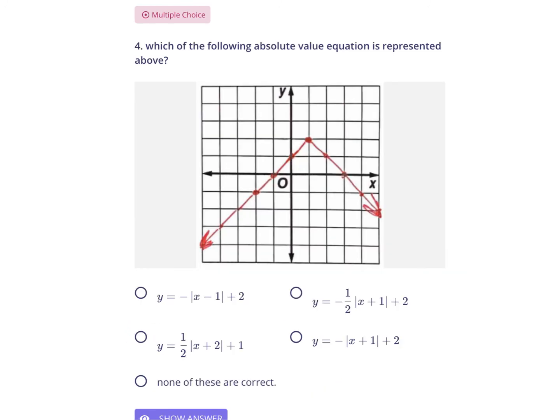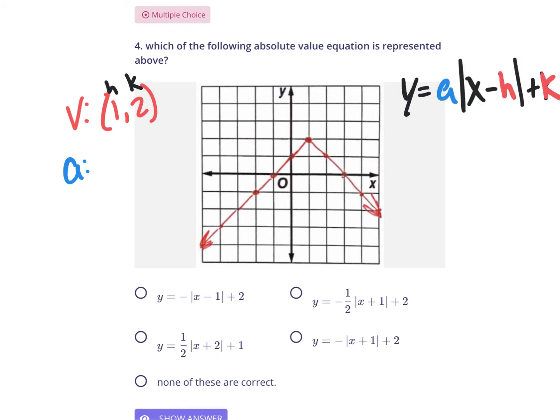Moving on. Here is another. Once again, the vertex is the coordinate 1, 2. So technically, we know our h value, we know our k value, and the a value, the one that goes out in front. Once again, let's write our form here. Here's our form, a absolute value x minus h plus k. So we know our h is 1, our k is 2, and from here to the next point, you're not going up 1 over 1, you're going down 1 over 1, right?